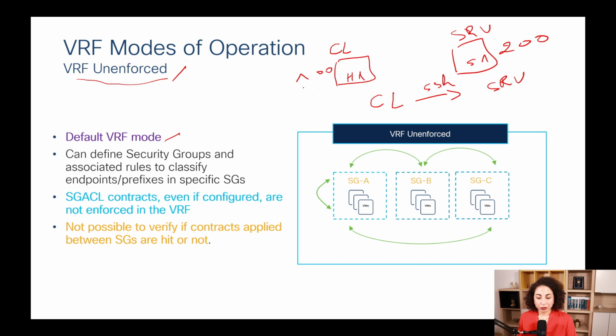So security group tag 100 can initiate only SSH traffic in direction to security group tag 200. All this, we can configure it. The thing is, it will just not be enforced. So the hosts will be positioned into their security groups. It's just that the contracts will be completely ignored, not even checked. What it means as a consequence is that with the unenforced mode, it's not possible to verify if contracts applied between SGs are hit or not.